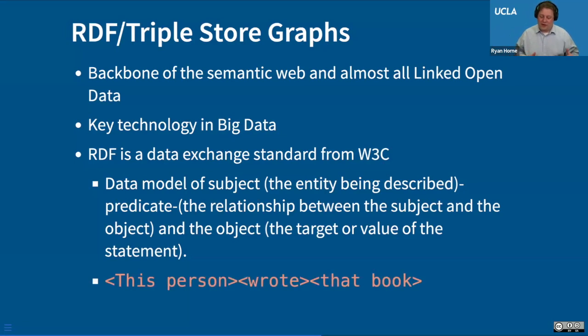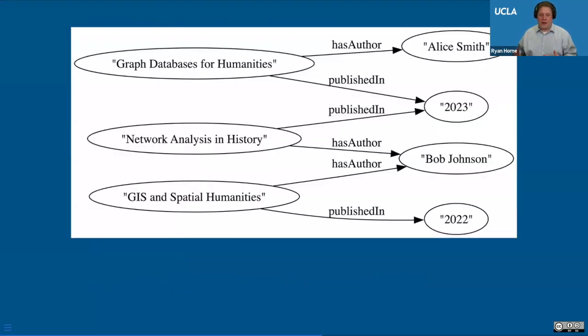And it works like this. This person wrote that book. This person being the subject, that book being the object, and wrote being the predicate. And if we were to put this into action, each one of these would actually point to something on the web or something in your database that defines each one of these terms. So you would define this person, you would define wrote, you would define that book. It would look something like this.